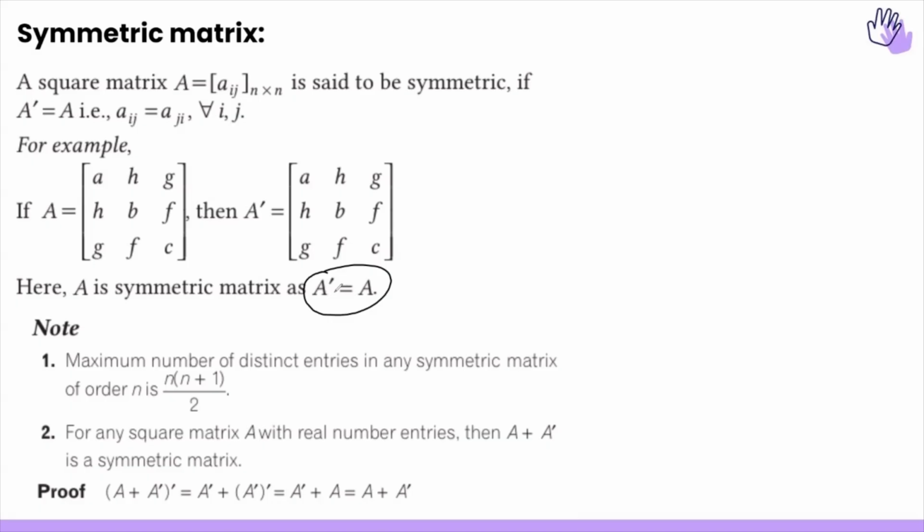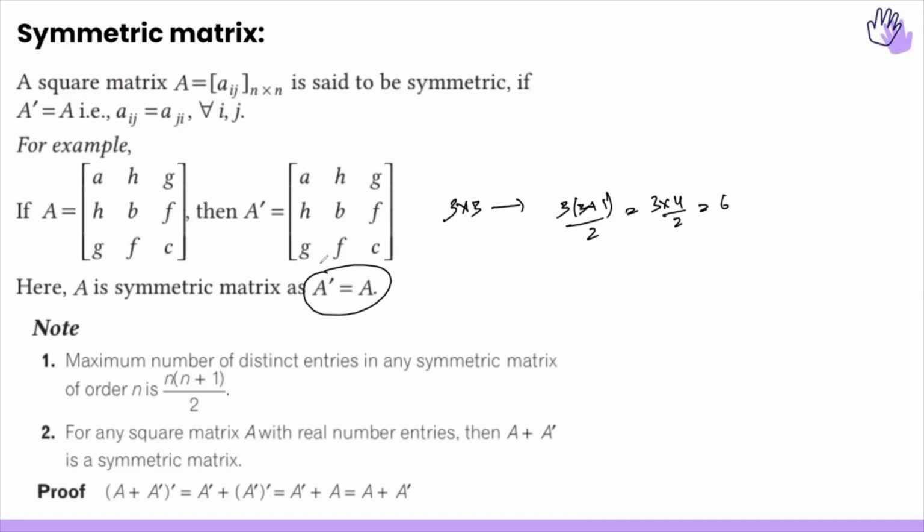So the maximum number of distinct entries in a symmetric matrix of order n is basically n times (n plus 1) by 2. For example, if you're trying to construct a 3 by 3 square symmetric matrix, the number of distinct elements that you can put is 3 times (3 plus 1) by 2. That is actually equal to 3 times 4 by 2.